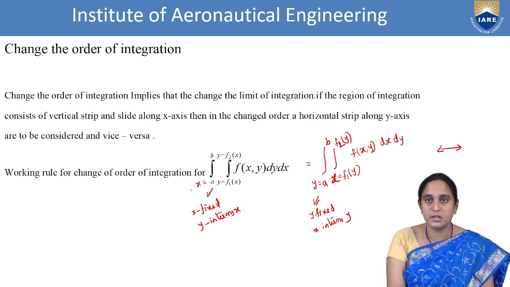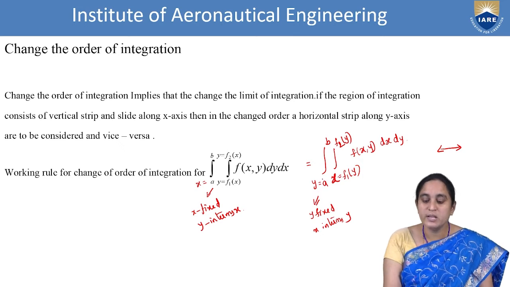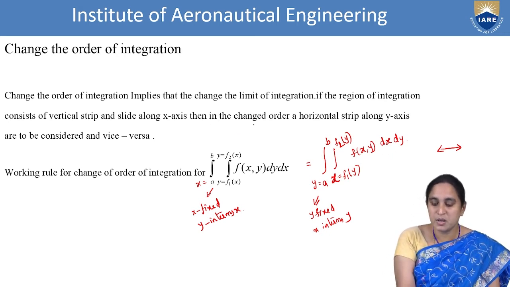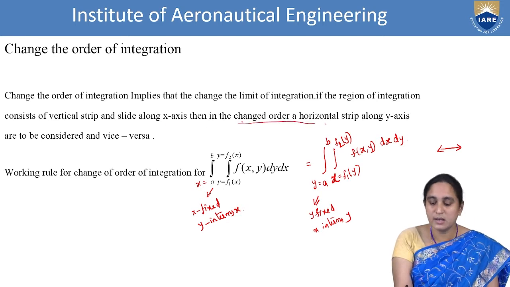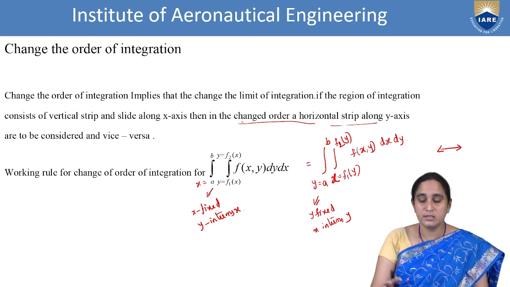Working rule: if the given question has x fixed and y in terms of x, then by using a horizontal strip I convert it so that y is fixed and x is in terms of y. That means the integral of y from a to b, and the second integral x from f1 of y to f2 of y, of f of x, y, dx dy. That is the horizontal strip along the y-axis in the changed order. That's the first working rule.